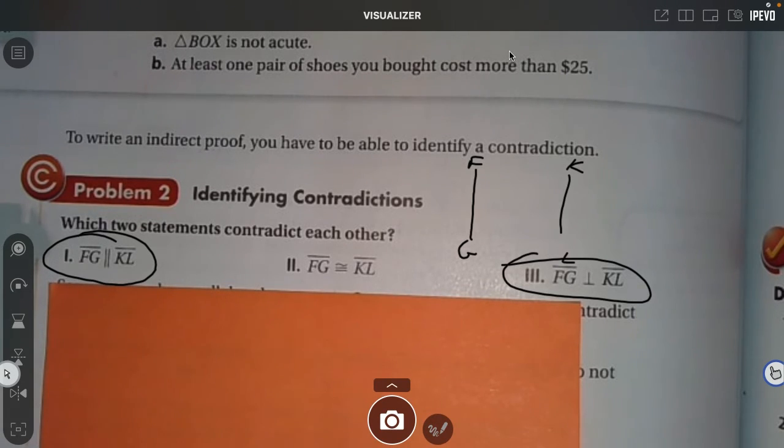And if I did this one, let me just check these 2 together. FG and KL are perpendicular. Let's pretend they're perpendicular. Could they be congruent? Yeah, they could be the same length and perpendicular. So those would work out at the same time. But you can't have lines that are parallel and perpendicular at the same time. They contradict each other. That's what's up. Y'all understand that?